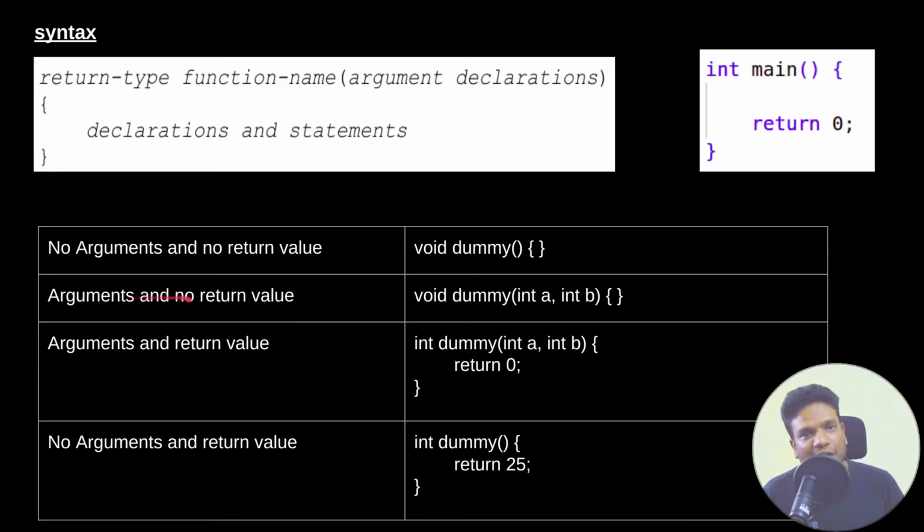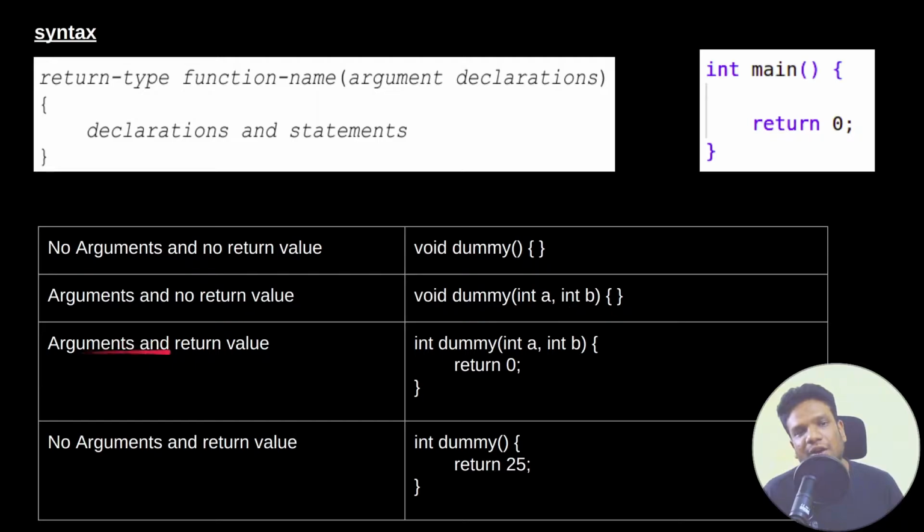Coming here, arguments and no return value. No return value, so obviously I kept void. And arguments, yes, I am passing arguments here. I'm passing two arguments, two integer type values, to this function.